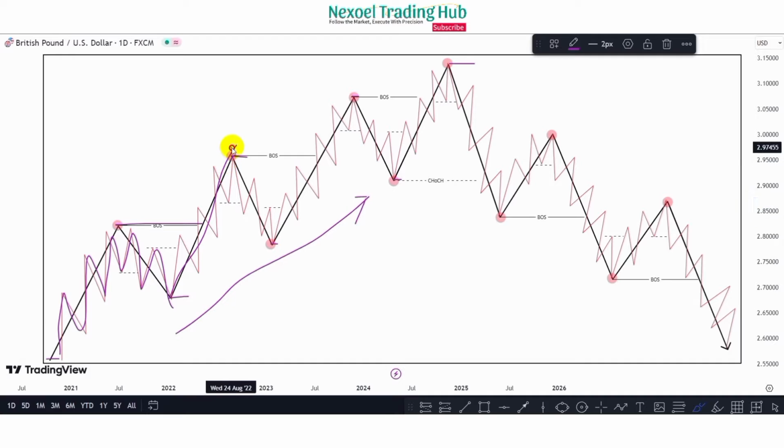So we are expecting a pullback for price to come raid the internal range liquidity and then fill up any form of inefficiency. So the market basically moves to grab liquidity and then fill inefficiency. So you can now see that the price returned to the downside, grab all the internal range liquidity and then fill any form of inefficiency.